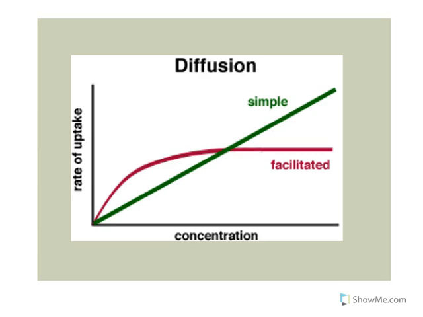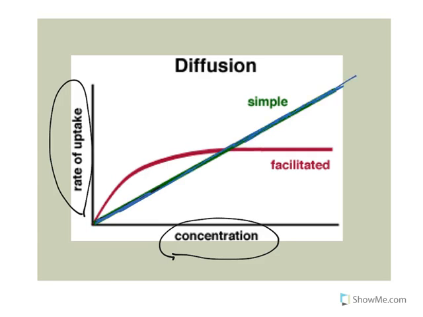Now I want to show you a graph that shows a difference between simple diffusion and facilitated diffusion. So on the x-axis, you see concentration. On the y-axis, you see the rate of uptake, or that's the rate of diffusion. As you increase the concentration, what you'll notice with simple diffusion, as I had said before, is that it's steadily increasing. So I'm just going to go over it in blue. So you see it goes up and it's linear. The greater the concentration gradient, the greater the rate of diffusion.